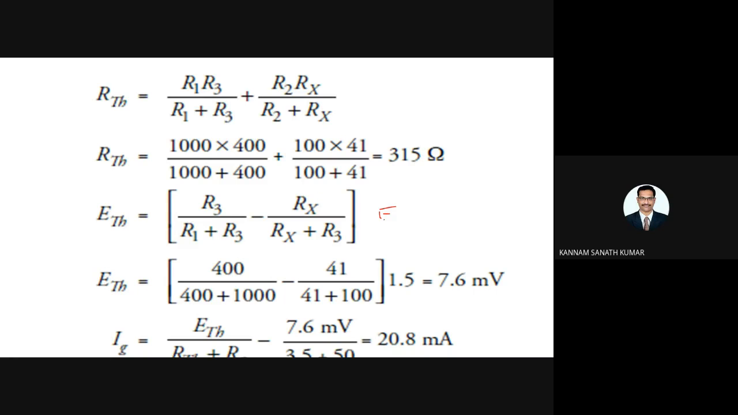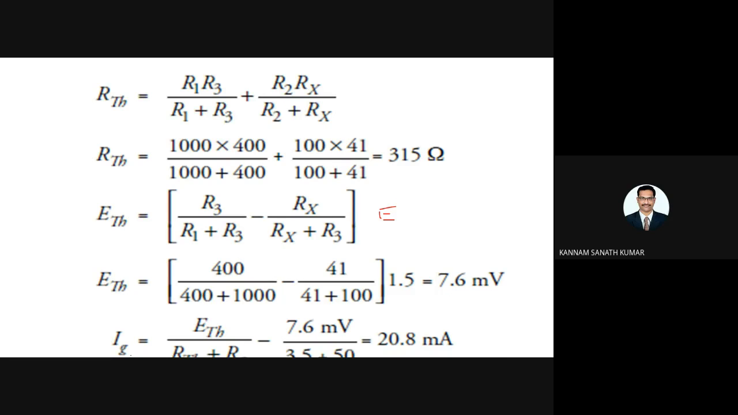And ETH equal to R3 by R1 plus R3 minus Rx by Rx plus R2, into E. Substituting, R3 is 400 divided by 400 plus 1000, minus 41 by 41 plus 100, into 1.5. If you calculate this value, ETH you are getting 7.6 millivolts.